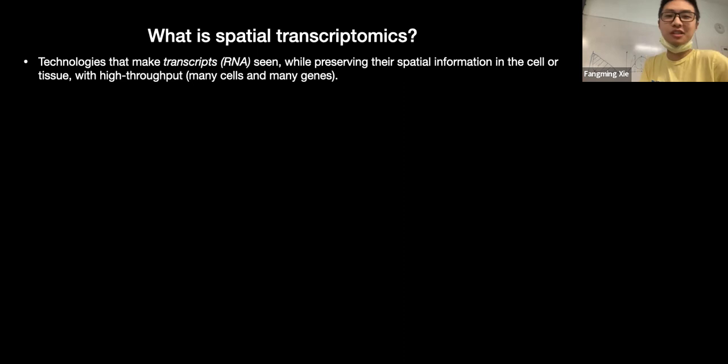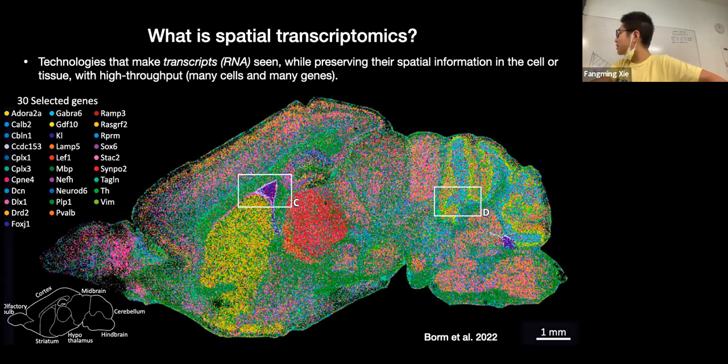So this is a picture from a paper published a few months ago. It's very fresh right now. So what is this showing? Some neuroscientists in this group may immediately recognize it's a section of the mouse brain. It's a sagittal section. Sagittal means if I'm a mouse, this is my brain, you cut front to back in this direction. Each point here is a transcript, an RNA that belongs to one gene, and different colors mean different genes or different kinds of RNA transcripts. And you can see all of them on this tissue and where they are. So that's what we mean by making transcripts seen.